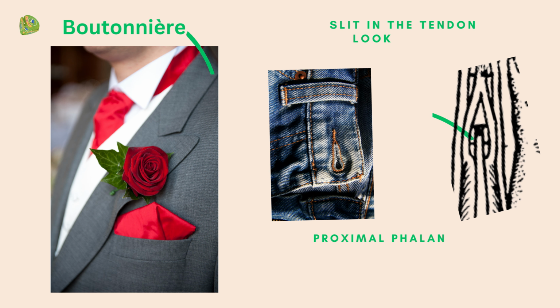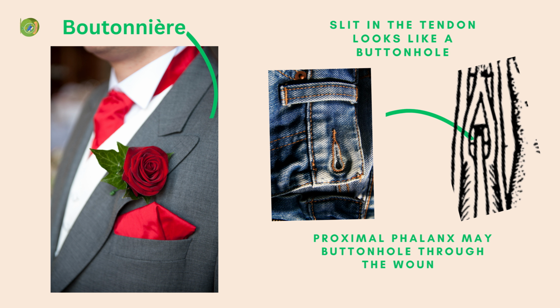Boutonniere in French, or buttonhole in British English, is a single flower or bouquet worn on the lapel of a tuxedo or suit jacket. The injury might have gotten its name because of the wound's resemblance to a buttonhole. The proximal phalanx may buttonhole through the wound.